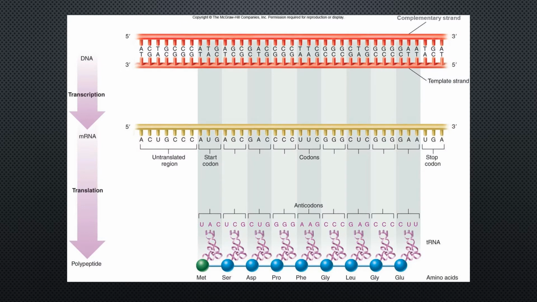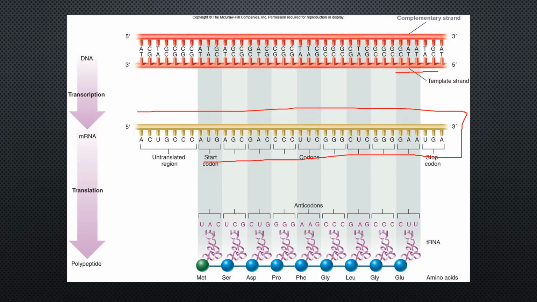Our transcription, we had our template strand of our DNA, and then our messenger RNA that was created in the 5' to 3' direction. And from that we have our anticodons that come in and bind to the codons in the messenger RNA, remembering that the start codon always is coded for methionine right here. Okay, so these are charged tRNAs that are binding to our codons on our messenger RNA.